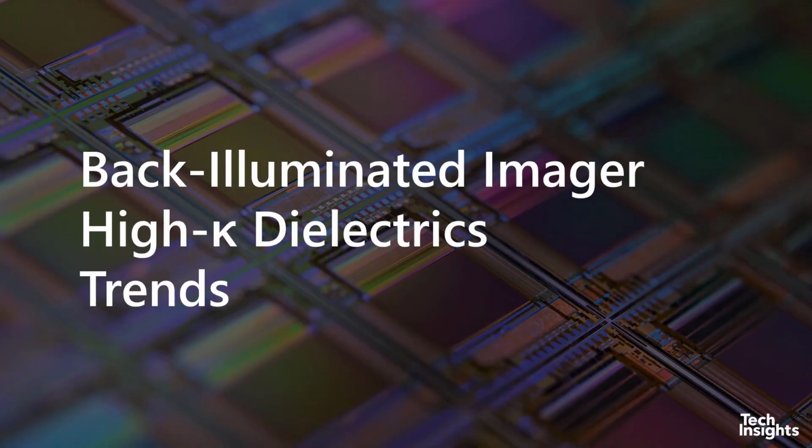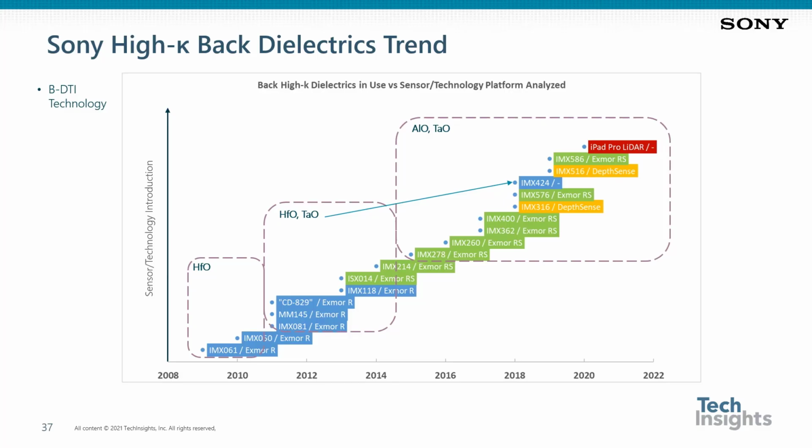And now we change the topic a little bit and we look at back illuminated imagers, high K dielectric trends. The high K back dielectric trends for Sony is shown here. And this is a graph that represents sensor or technology introduction versus time. So here we have looked at all of the sensors indicated here on the chart, and they are grouped by the type of back high K dielectric.